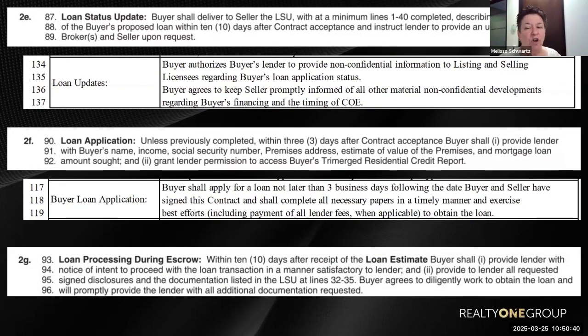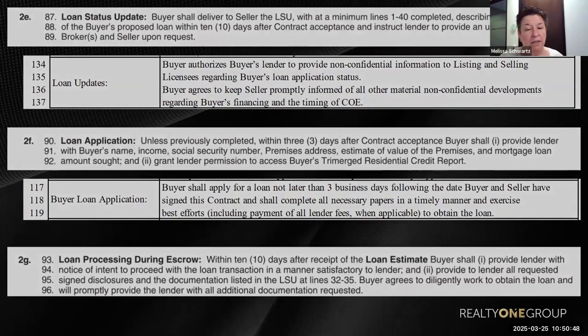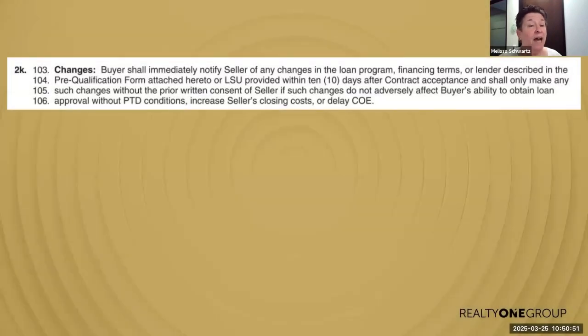Loan processing during escrow within 10 days, receipt of the loan estimate, knowing that the buyer has the notice of intent to move forward. And I did not find that on the other one. So there was no place to see that the buyer has to actually say, I'm working with this lender. Hopefully they're moving forward with that lender, but there's no place that you actually get confirmation of that, right? Because again, no LSU. So if you're the listing agent and you get a contract like this, make sure within that 8 to 12 days, you are reaching out and saying, where is this? Where are you on this file? Make sure they're still involved.